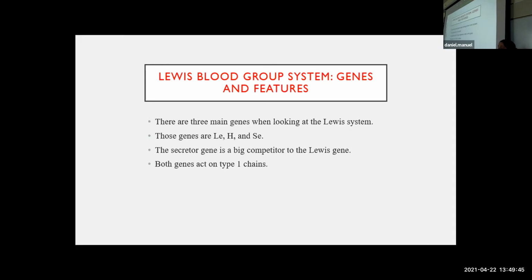So the LE or the Lewis gene is in lower activity than the SE or secretor gene, which allows the secretor gene to modify type 1 chains in a greater quantity. Both LE and SE genes act on type 1 chains, which are oligosaccharide chains that attach to either lipid or protein carriers.